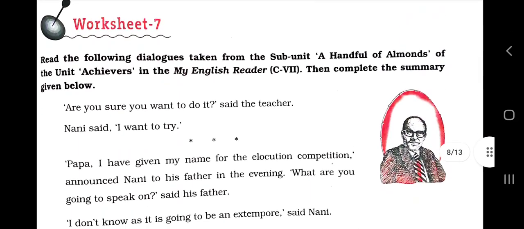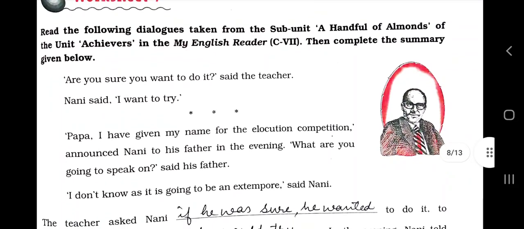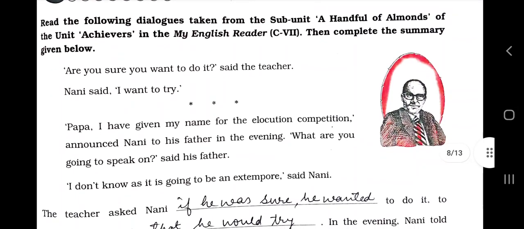Now worksheet 7. Read the following dialogues taken from the sub-unit A Handful of Almonds of the unit Achievers in my English reader, then complete the summary given below. Are you sure you want to do it? said the teacher. Nani said, I want to try.